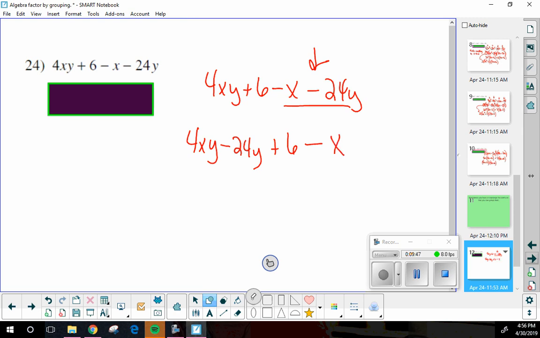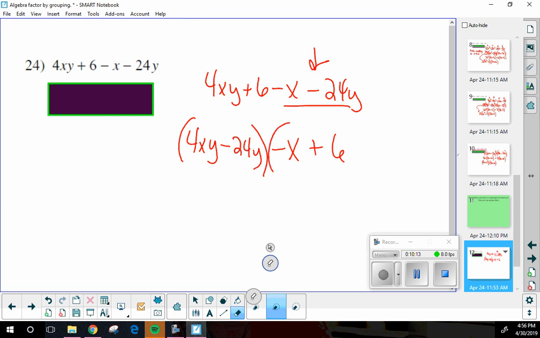Okay, now let's see what I can do. I'm going to group this, and then I'll group this. Actually, now that I think about it, I think I'm going to rearrange these two as well. And I'm going to make this a minus x and then a plus 6. I'm going to put that in front. I think that might help me. Okay. So for here, let me just see where I'm at. I'm going to look at this, and I see 4y in both of those. So I'm going to pull out 4y. That's going to leave me with x minus 6.